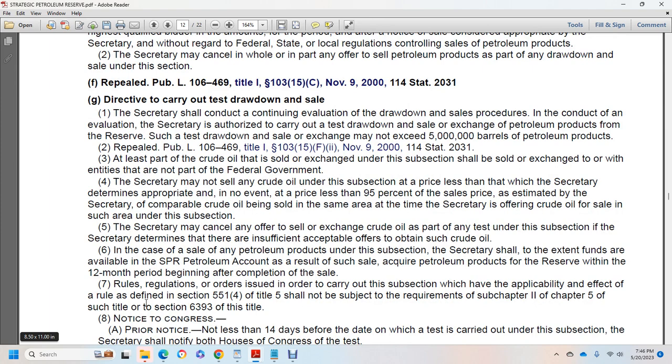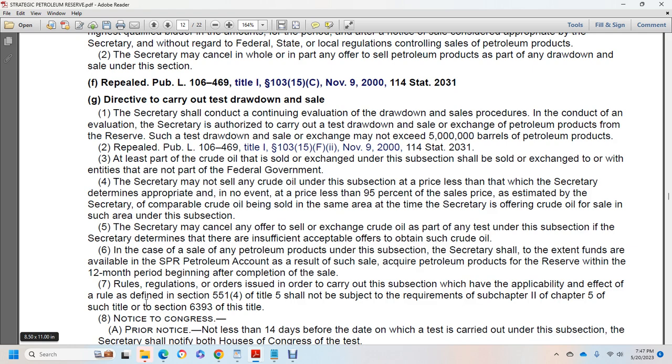1. The Secretary shall continue with the continuing evaluation of the drawdown and sale procedures and conduct the evaluation. The Secretary is authorized to carry out a test drawdown and sale or exchange of petroleum products from the Reserve. Such test drawdowns and sales or exchanges may not exceed 5 million barrels of petroleum product. 2 is repealed. 3. At least part of the crude oil sold or exchanged under this subsection shall be sold or exchanged to or with entities that are not part of the federal government.